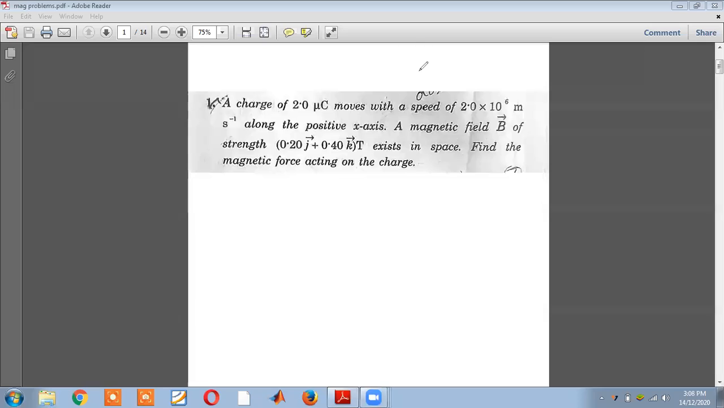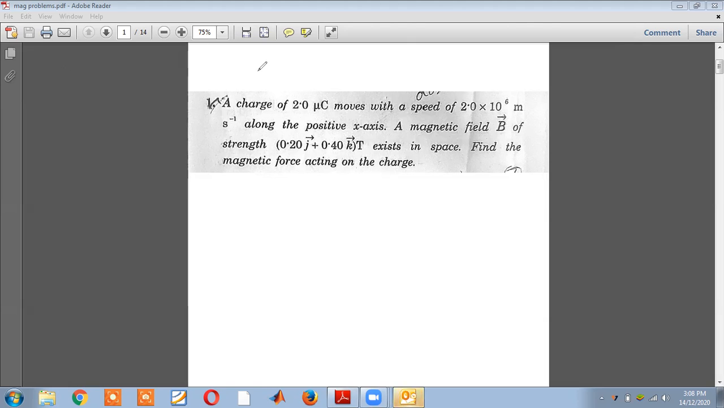Students, so far we have learned about the magnetic effects of current. So let us try to solve problems from magnetic effects of current. The first problem: a charge of 2 microcoulomb moves with a constant speed of 2 × 10^6 meter per second along the positive x-axis. The magnetic field B is given here. You are supposed to find the magnetic force.